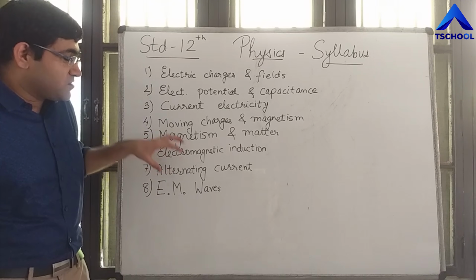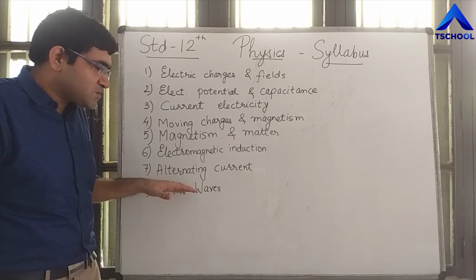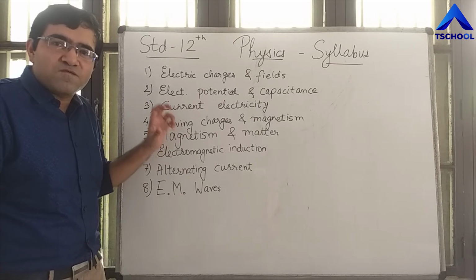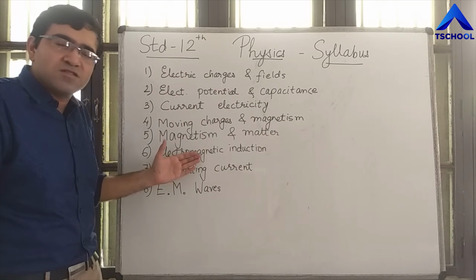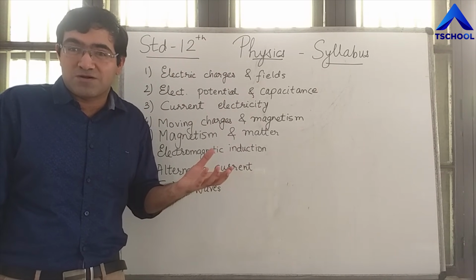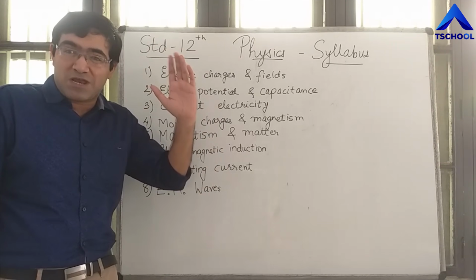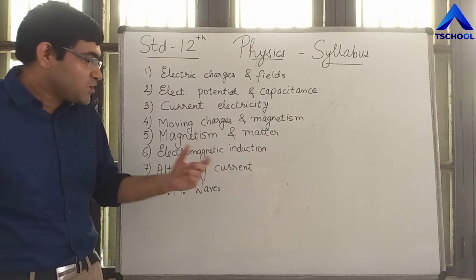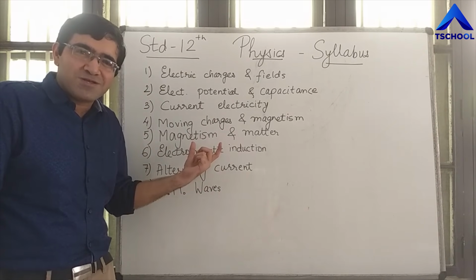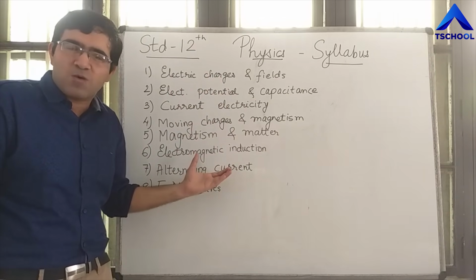And the last two chapters, 7 and 8, for this part 1, are about using these phenomena and properties that we study in the previous 6. Alternating current is what we get in our houses, right? Whether you believe it or not, generating alternating current at the power station uses the knowledge of all of these chapters. So these are the very basic ones.